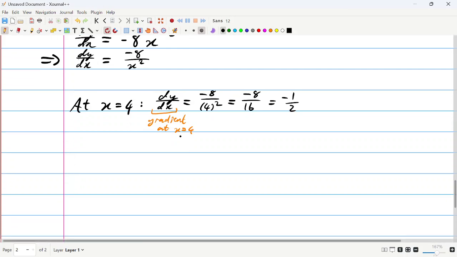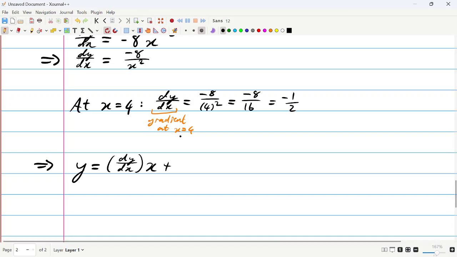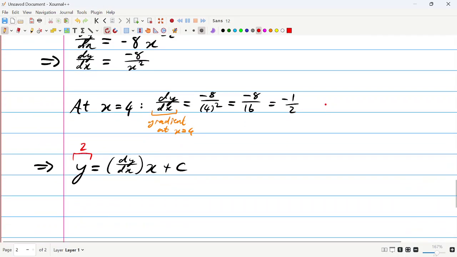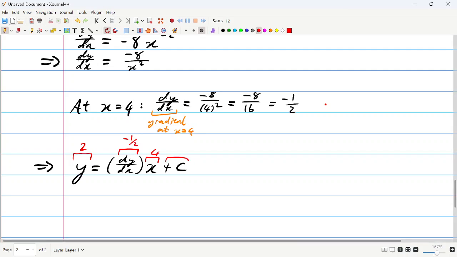So what does that imply to us? We can see that it's actually in the form of y equals dy by dx times x plus c, where this is the gradient. And we know that y is equal to, what did we find y to be equal to? It was 2, right? So y is equal to 2, and x is equal to 4, and the gradient at the point x equals 4 is just negative 1 over 2. And now we just need to solve for c. So if we want to solve for c, we're going to have 2 is equal to negative a half times 4 plus c.